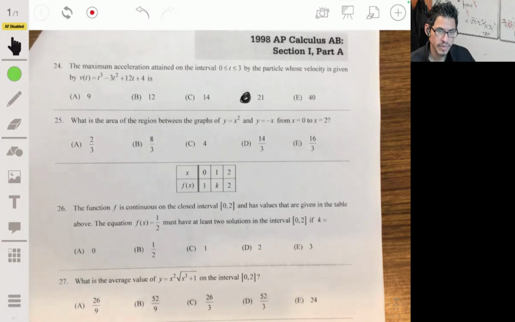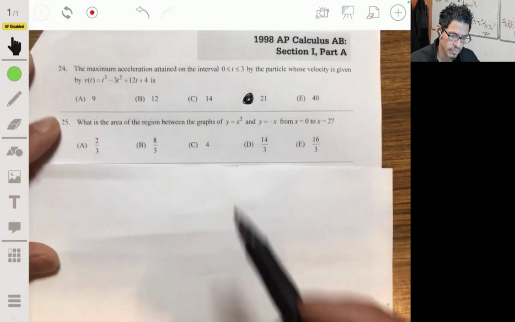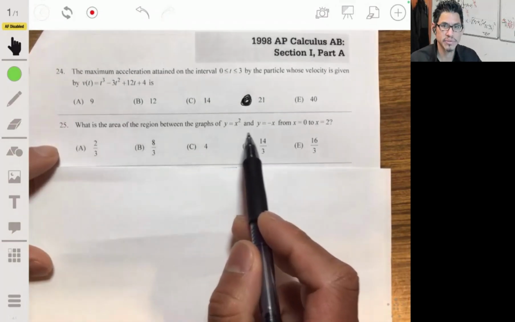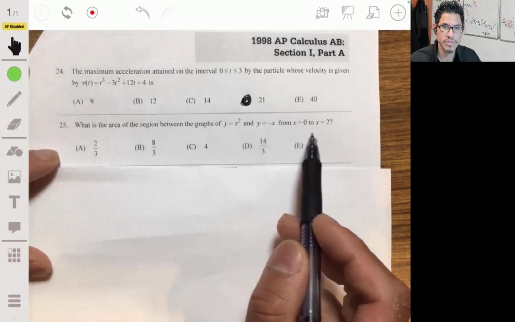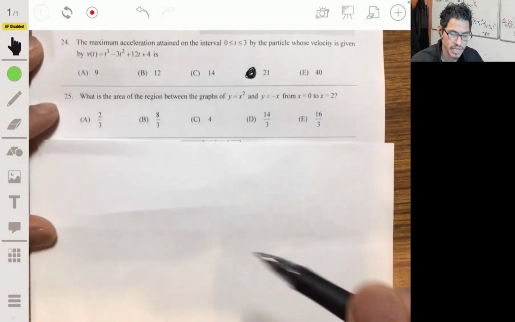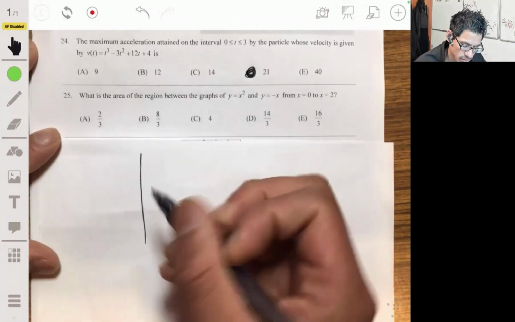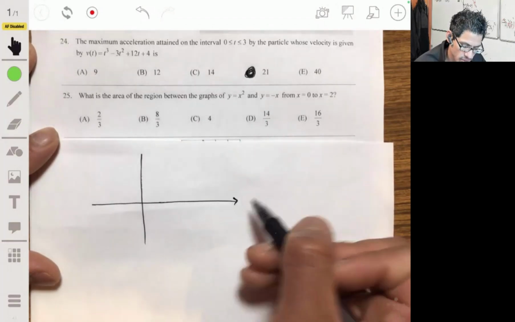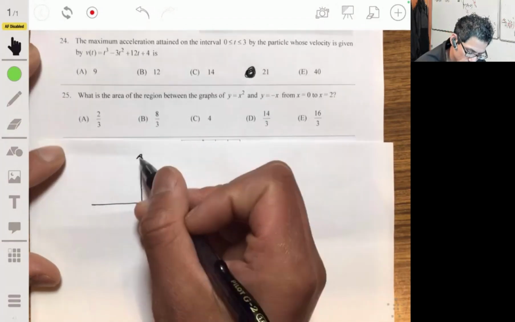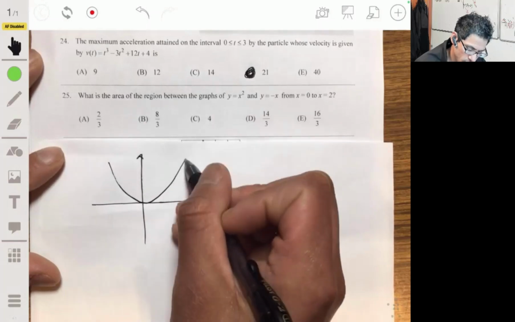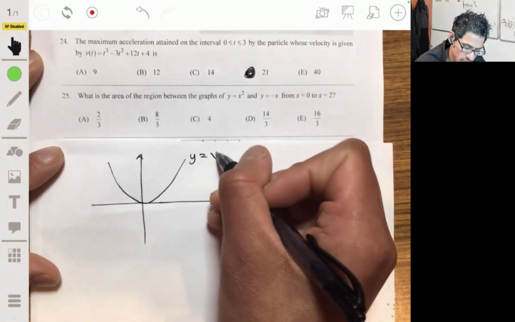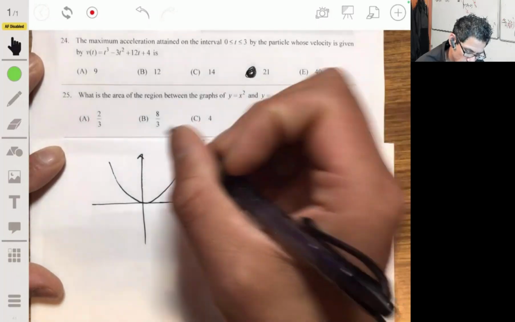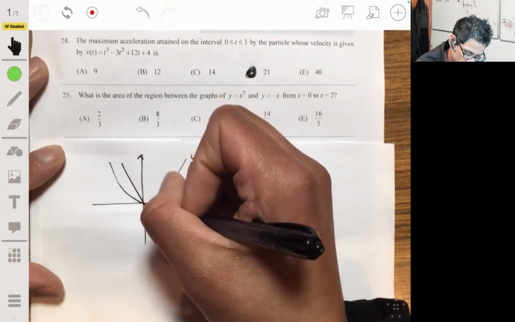What is the area of the region between the graphs of y equals x squared and y equals negative x from 0 to 2? Okay, so we just have to integrate. Setting up our y equals x squared and y equals negative x.